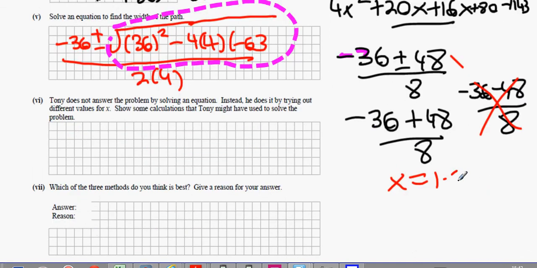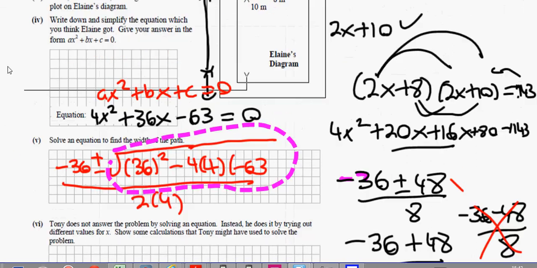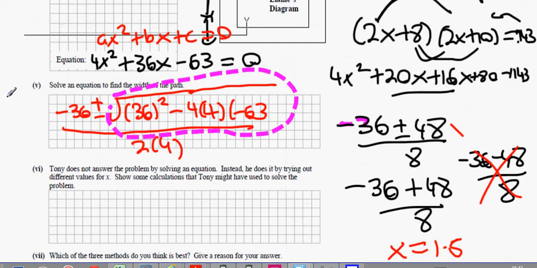Tony does not answer the problem by solving the equation. Instead, he does it by trying out different values for x. Show some calculations that Tony might use to solve the problem. Well, what he might have done was, he doesn't solve the equation, so he has the equation here, and he might just pick values to use.